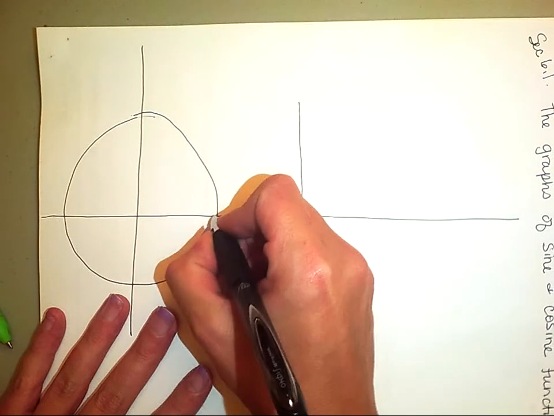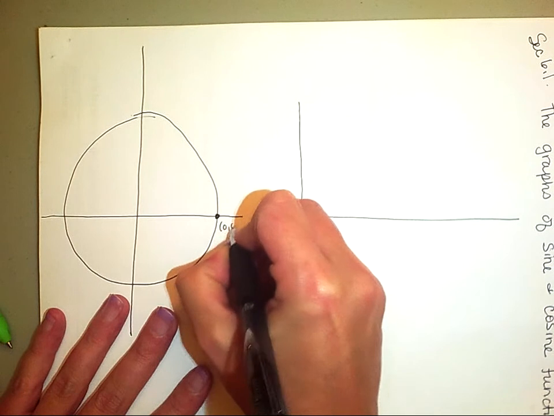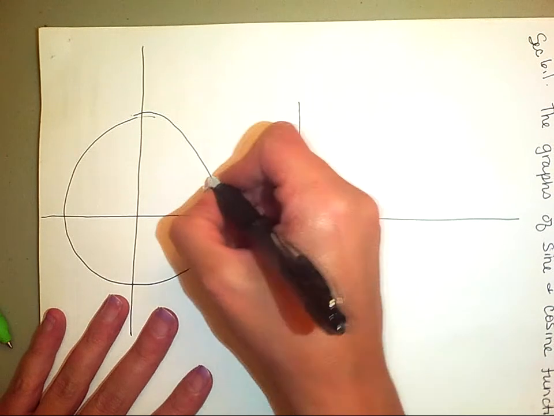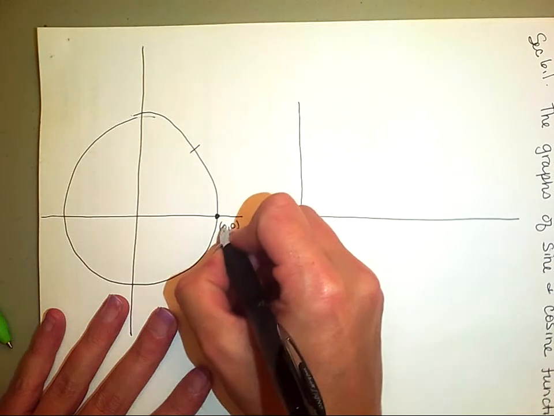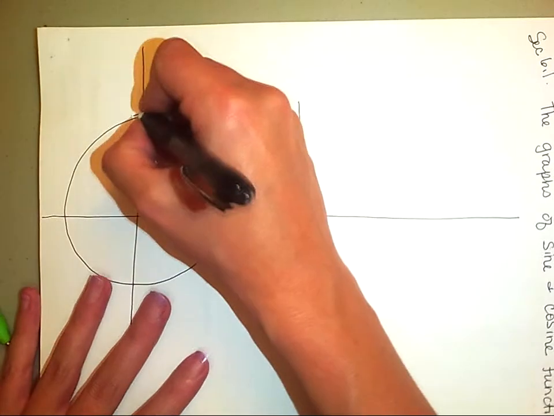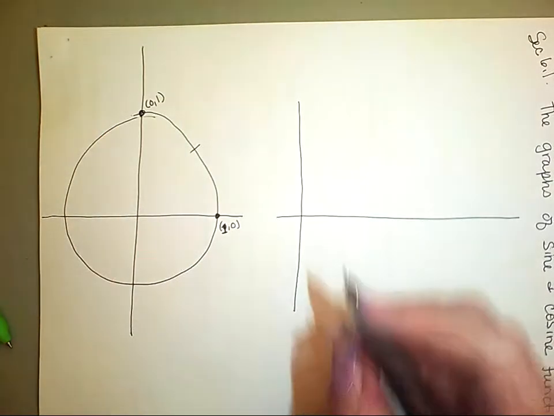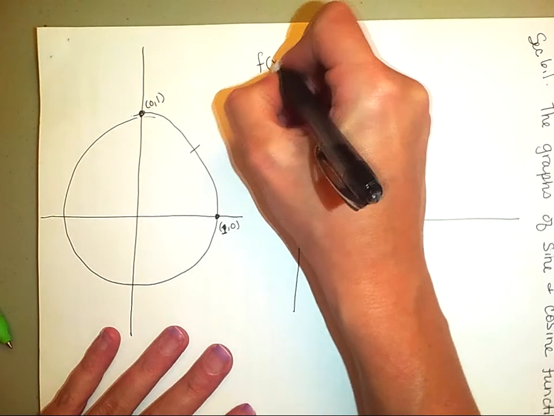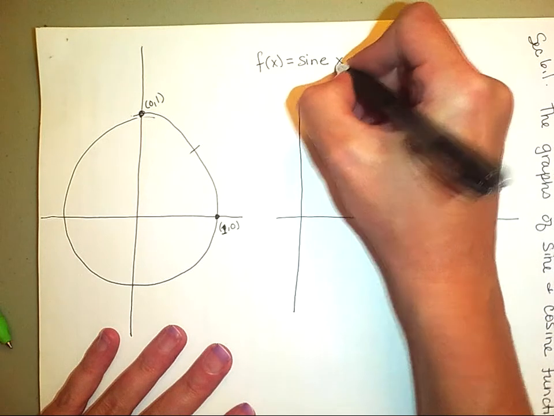So this is the point 0, 0. Now halfway, no it's not, I'm sorry. This is the point 1, 0, sorry. And this is the point 0, 1. So we're going to be graphing f of x is equal to the sine of x.